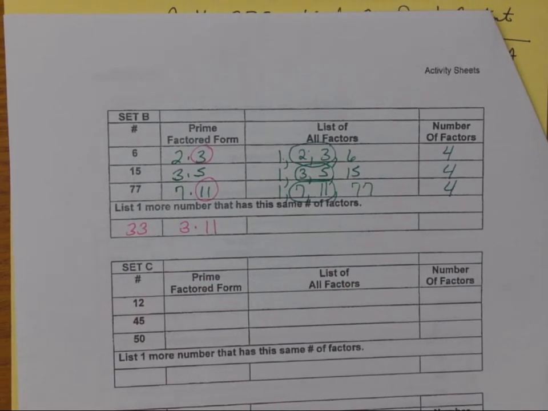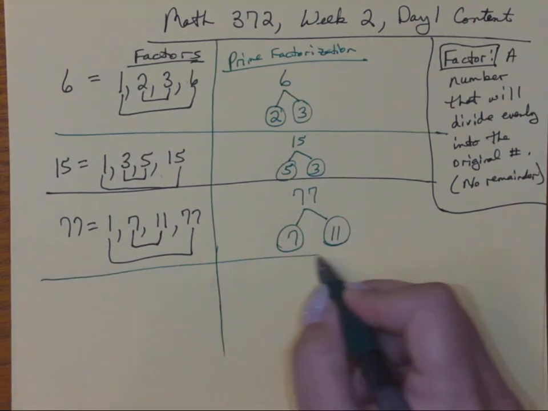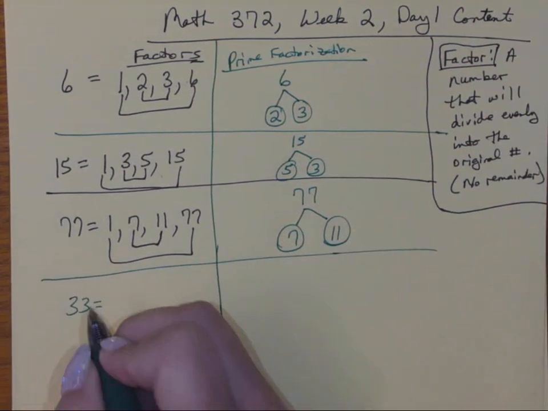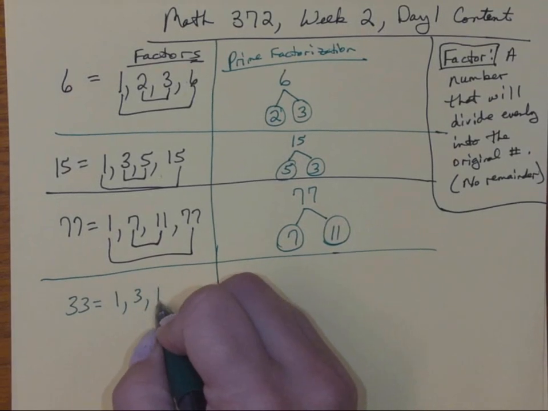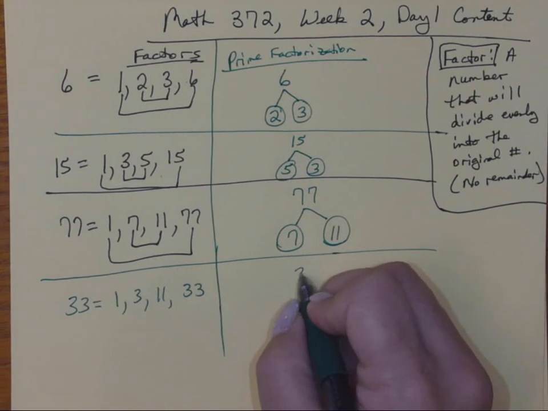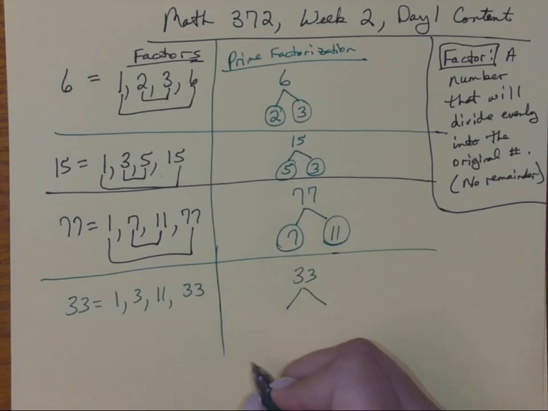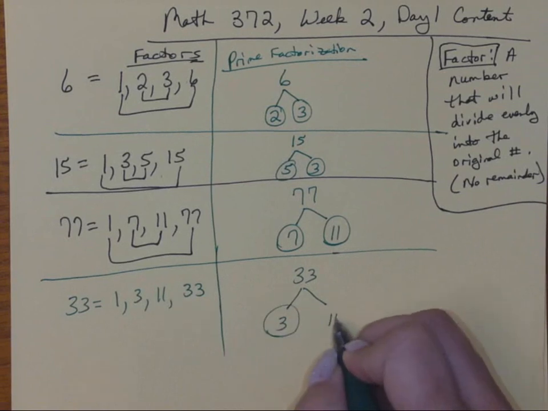So if I'm correct and my pattern is correct, then I should be able to continue this pattern on down. 33 should give me 4 factors: 1, 3, 11, and 33. Sure enough, they do. And I should be able to see that 33's prime factorization works in the exact same way. It's going to be a 3 and 11.